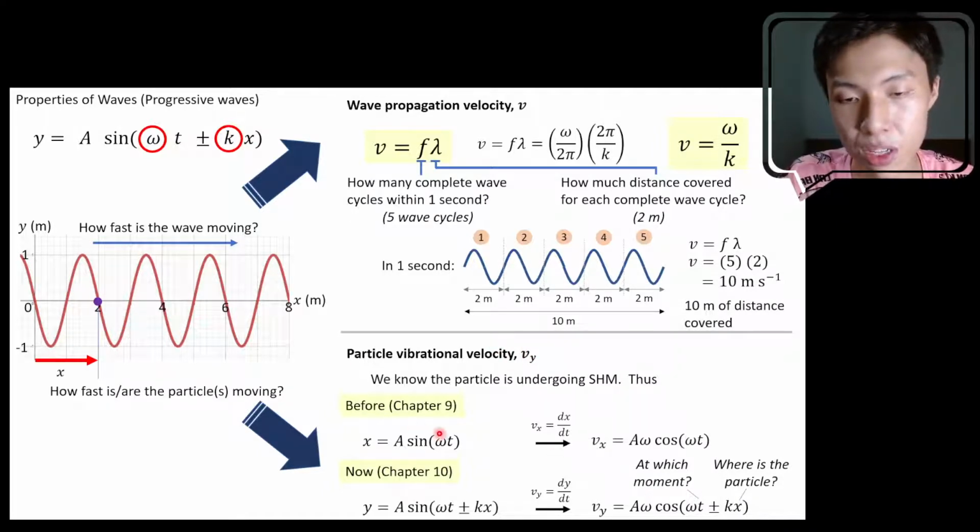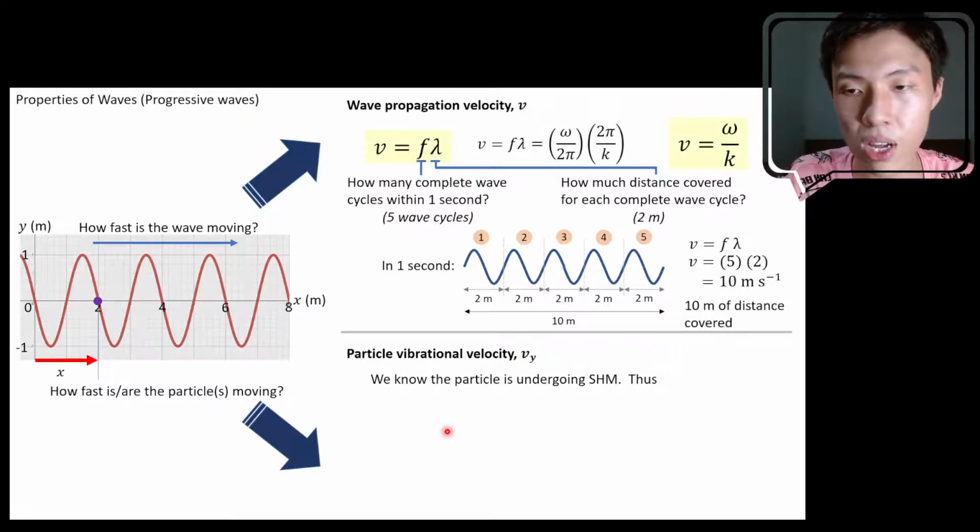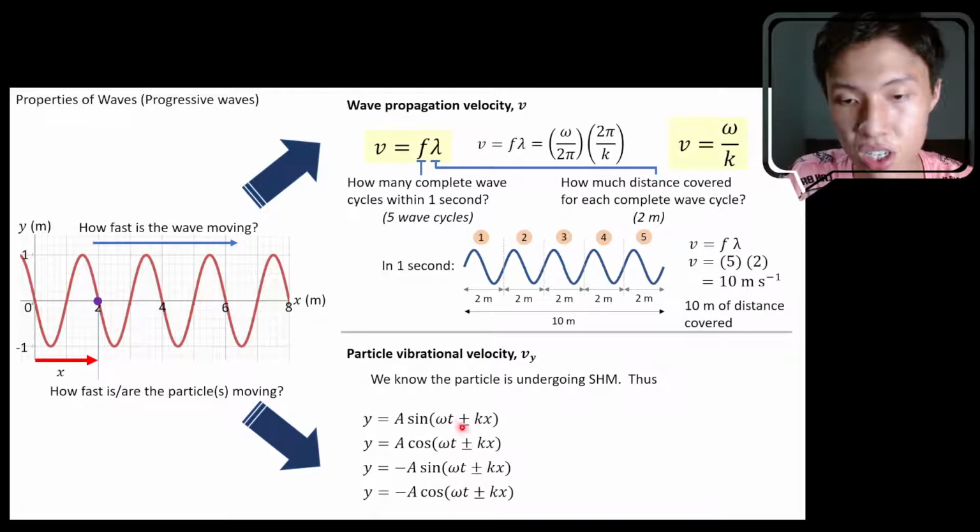But similar to what I said just now, there's always sine, negative sine, cos, negative cos. So actually you have to be careful. There are many versions of the displacement equation. It can be sine, it can be negative sine, it can be cos, it can be negative cos. How do you know it? Look at the position at x equals 0. If the position at x equals 0 starts from the equilibrium, then you know it's either sine or negative sine.